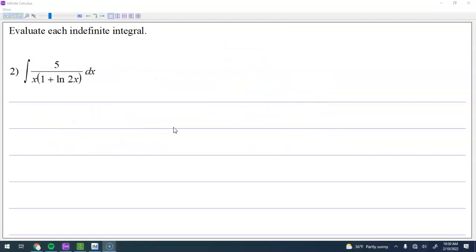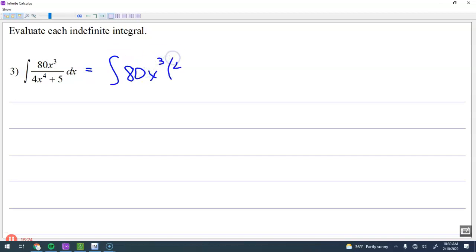So let's try number 3. I think it's an E one, right? Or no, it's not from yesterday though. It's a trick, because the big guy's a negative first power. So let's do this with U substitution. I'm going to do it this way. You can do your own method. So u equals 4x to the 4th plus 5.